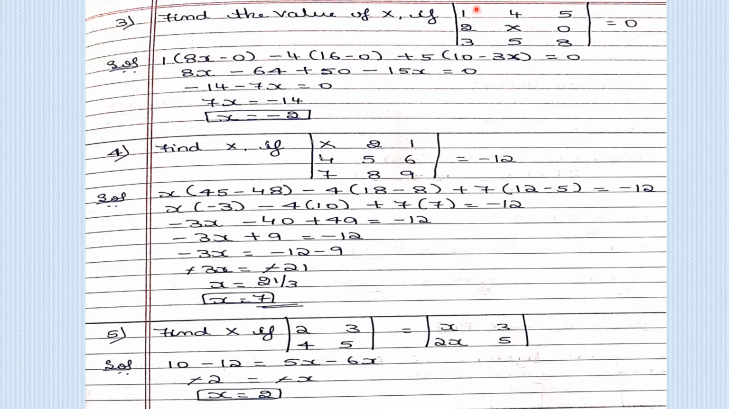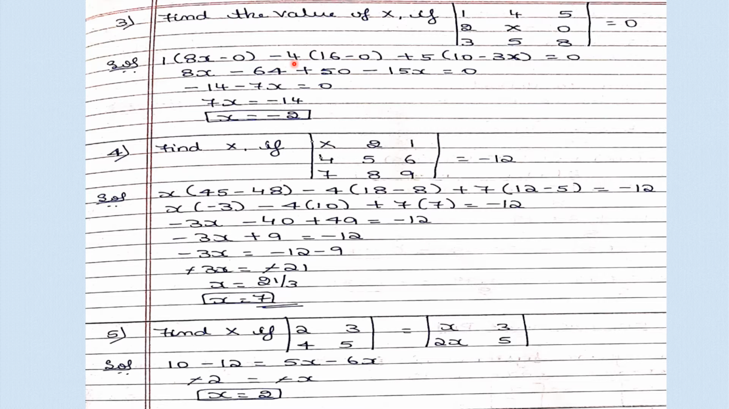So here we have considered the first row, that is 1, 4 and 5. So if 1 is taken into consideration, the corresponding row and column will be cancelled. You are remaining with x, 0, 5 and 8. 8 into x will become 8x minus 0 into 5 will become 0. So that is why we have written directly, that is 8x minus 0.